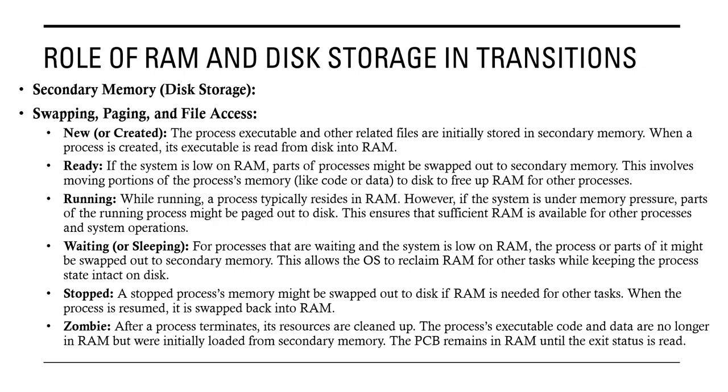Running. While running, a process typically resides in RAM. However, if the system is under memory pressure, parts of the running process might be paged out to disk. This ensures that sufficient RAM is available for other processes and system operations. Waiting or sleeping. For processes that are waiting, if the system is low on RAM, the process or parts of it might be swapped out to secondary memory. Stopped. A stopped process's memory might be swapped out to disk if RAM is needed for other tasks.